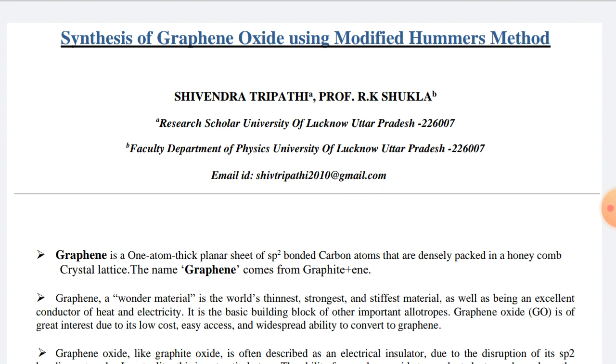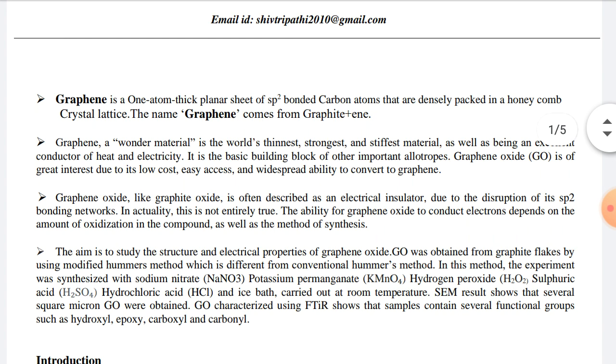Graphene oxide is of great interest due to its low cost, easy access, and widespread ability to convert to graphene. Graphene oxide, like graphite oxide, is often described as an electrical insulator due to the disruption of its sp2 bonding network. In actuality, this is not entirely true. The ability of graphene oxide to conduct electrons depends on the amount of oxidation in the compound as well as the method of synthesis. The aim is to study the structure and electrical properties of graphene oxide.